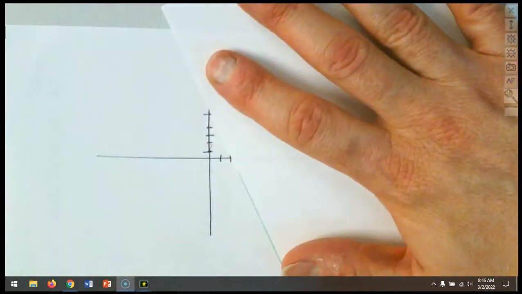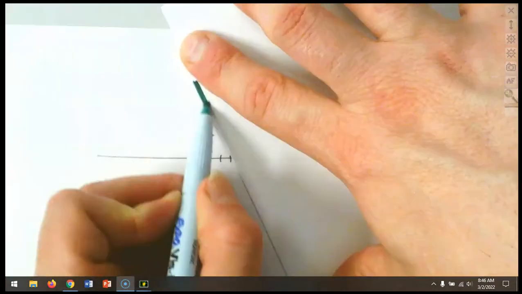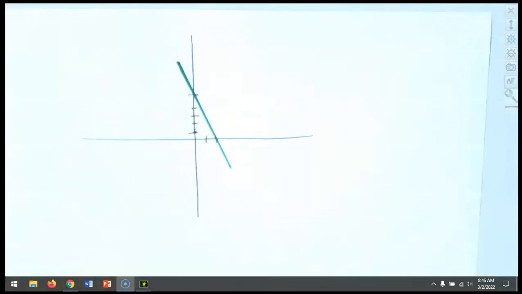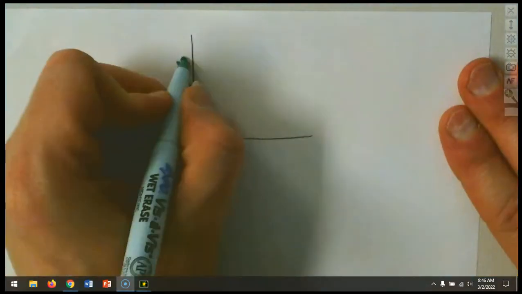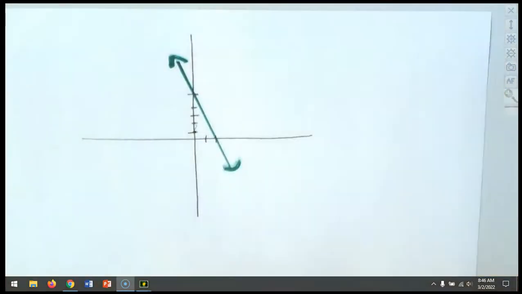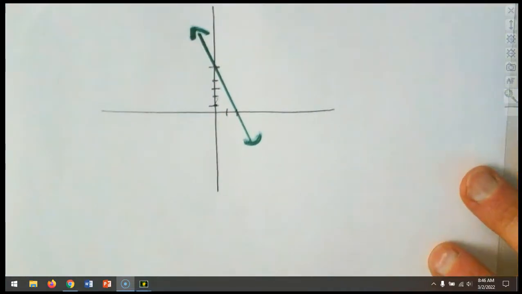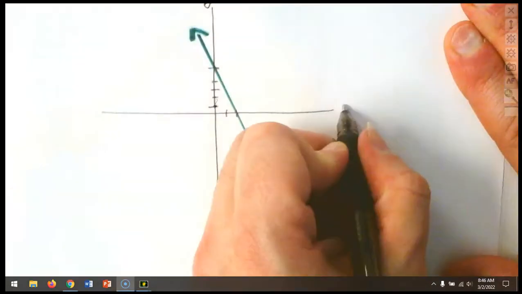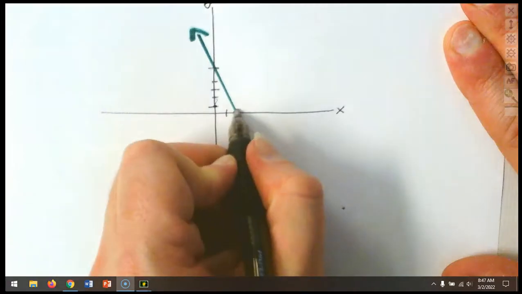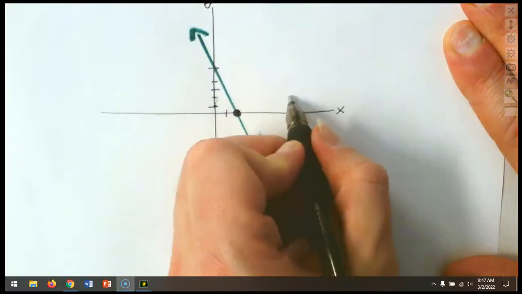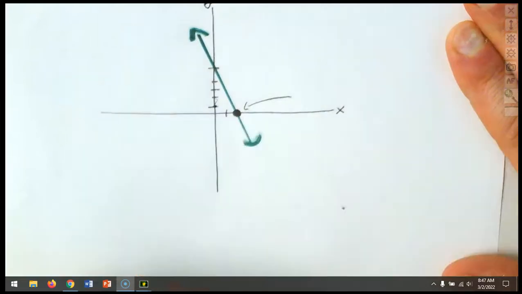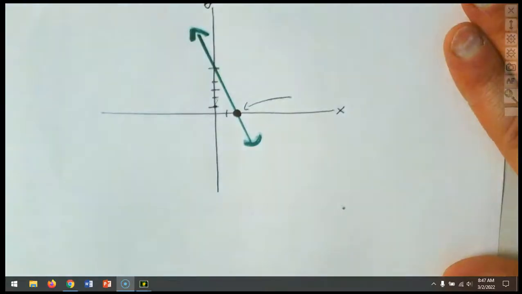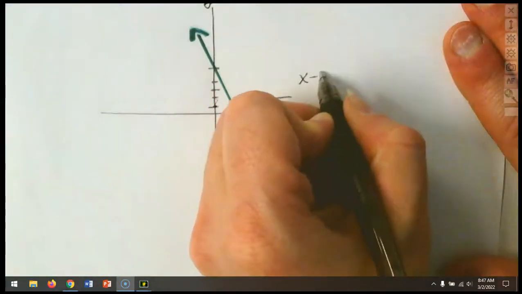Now the intercepts are going to be where they cross the axis. And normally we have an x and a y-intercept both. This is our y-axis, and this is our x-axis. So this point right here, that's where it crosses the x-axis. So that's going to be your x-intercept.